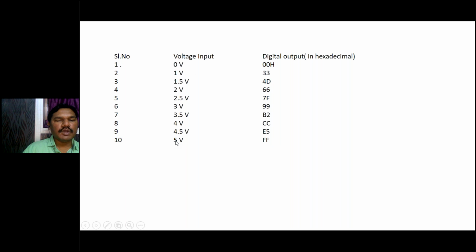Here we are also increasing the analog voltage from 0 volts to 5 volts, but I am not taking all the available values from 0 volts to 5 volts. Suppose 0 volts to 1 volt: why is it 00H to 33H? Because I am taking directly 0 volts to 1 volt. In between 0 volts and 1 volt, I have so many values, like 0.1, 0.2, 0.3, 0.4, 0.5, and so on.